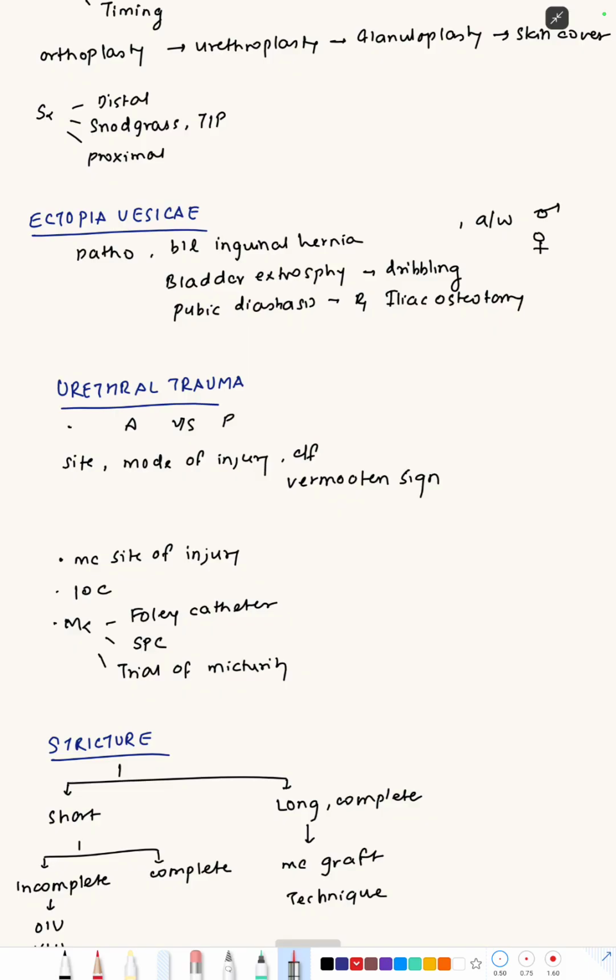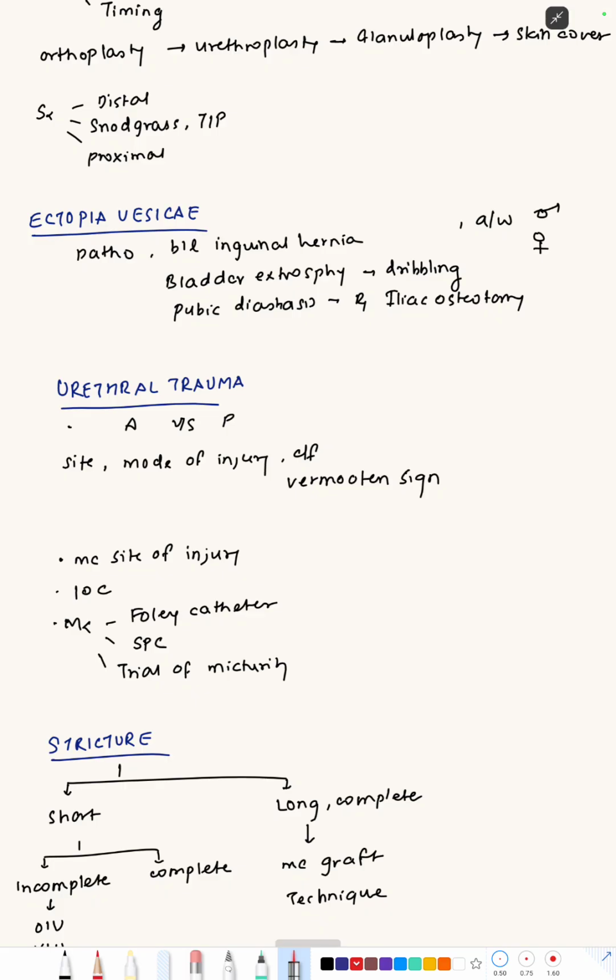Then the clinical features for anterior urethral injury are blood at the tip of the meatus and inability to pass urine. While in posterior urethral injury, these features may or may not be seen, but the bladder is going to be distended. Now, what is the overall most common site of injury in urethral trauma? It is the junction of the bulbar urethra and the membranous urethra. Investigation of choice for urethral trauma is going to be the retrograde urethrogram.